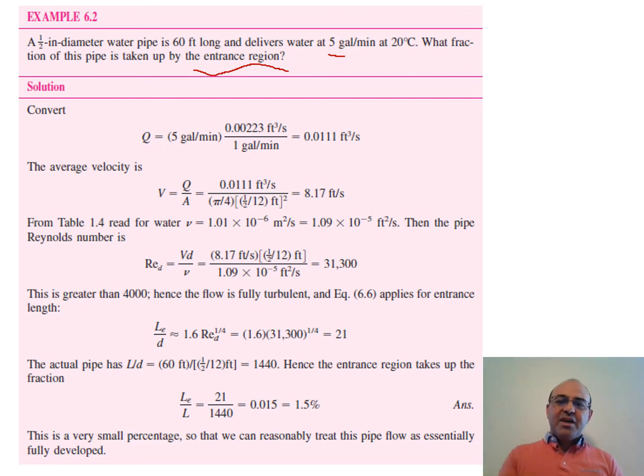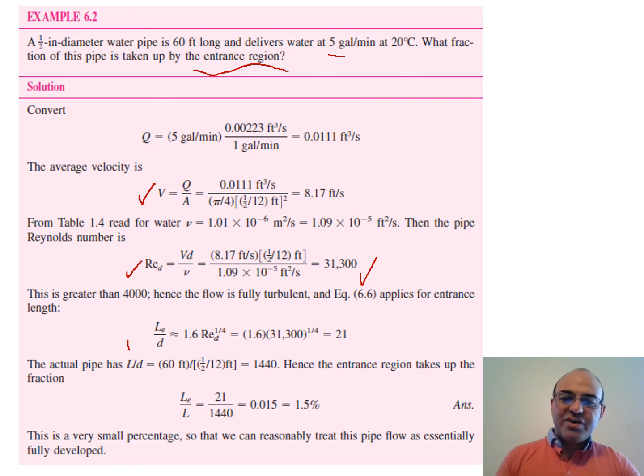So first of all, in order to evaluate the length of the entrance region, we need to know whether the flow is laminar or turbulent, because for these two different flows, we have different equations to estimate the entrance length. So first, we calculate the velocity from the flow rate. Then we calculate the Reynolds number in terms of diameter, Vd over nu. This is the same as rho Vd over mu, but sometimes instead of writing rho and mu, we just use nu, and nu is equal to mu over rho, the kinematic viscosity. In this case, it is 31,000, so we have a turbulent flow.